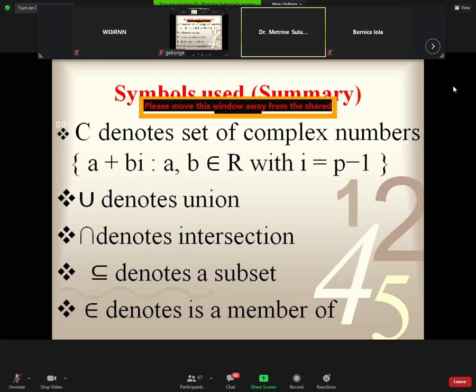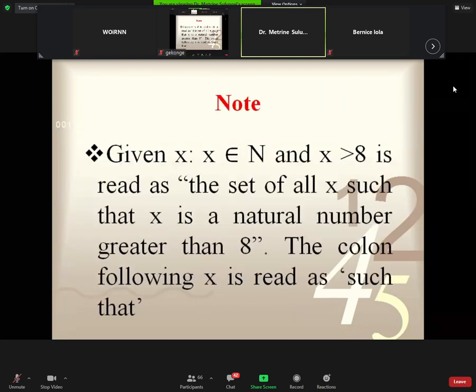Now, you can see something that looks like a U on the screen. That means union. We shall look at examples later. Anytime you see something that looks like a U, we are saying union. And we shall know what union is in the next slide. Anytime you see something that looks like a small n, we are saying intersection. We shall also look at the meaning of intersection. Anytime you see something that looks like an inverted U, with a bar at the bottom, or sometimes without a bar, we are saying subset. And at the E, we say member or element of. Okay? We shall use them ahead.